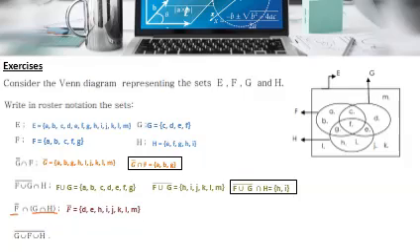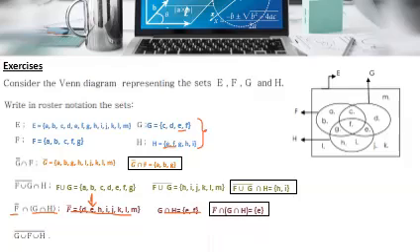So F bar are the elements that are found in E but not in F. So they are D, E, H, I, J, K, L, M. Now after finding F bar, I need to find G intersection H. So G intersection H is E and F. So the elements that are found in G and in H at the same time are E and F only. Now I need the intersection of those two sets. The intersection is only E. So the only intersection between them is E.